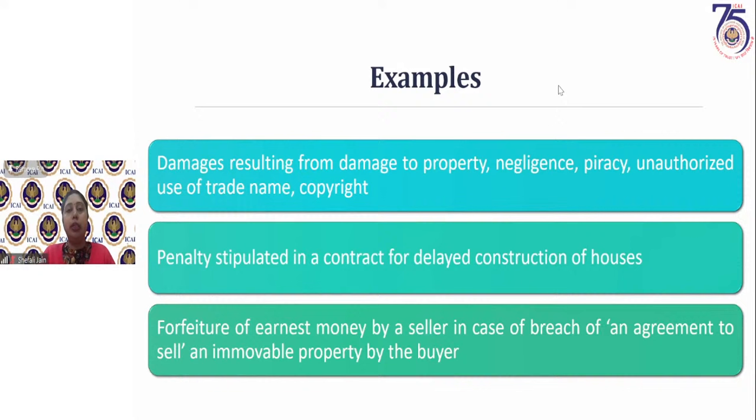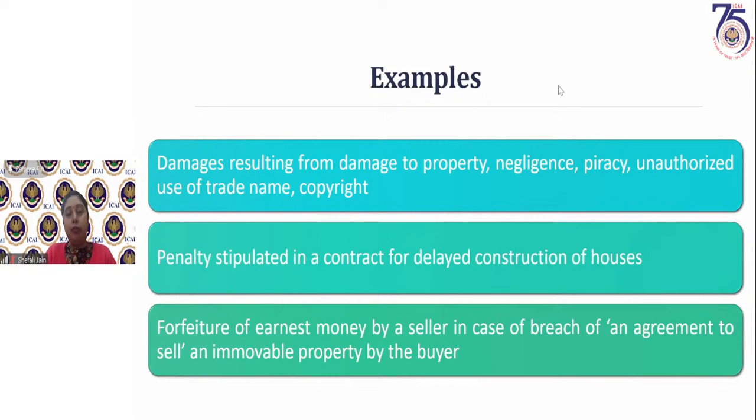But for example, a house has been constructed with delay. Then some penalty has been stipulated that if it is constructed after a delay of this many months, then you have to pay a penalty. So that penalty amount is not a consideration. It is only a liquidated damage and that will not be considered as a supply.